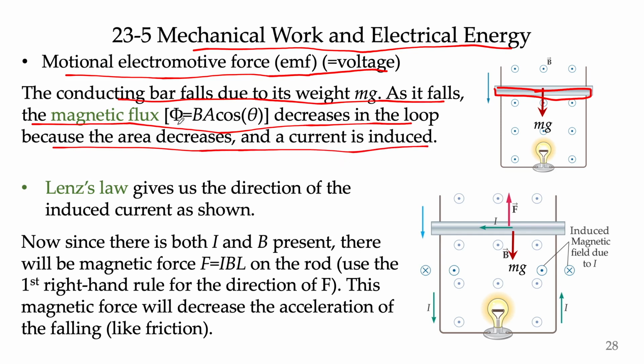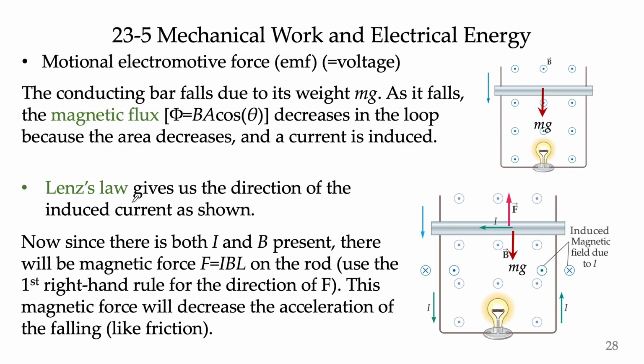Why is the flux decreasing? Well, B is the same, the angle here is actually 90 degrees. So the area is decreasing. See, the area with the magnetic field here, now look at this, this is our loop. This area is actually decreasing as this bar falls down, okay? So when the flux changes, we get current or voltage. Okay, Lenz's law gives us the direction of the induced current as shown.